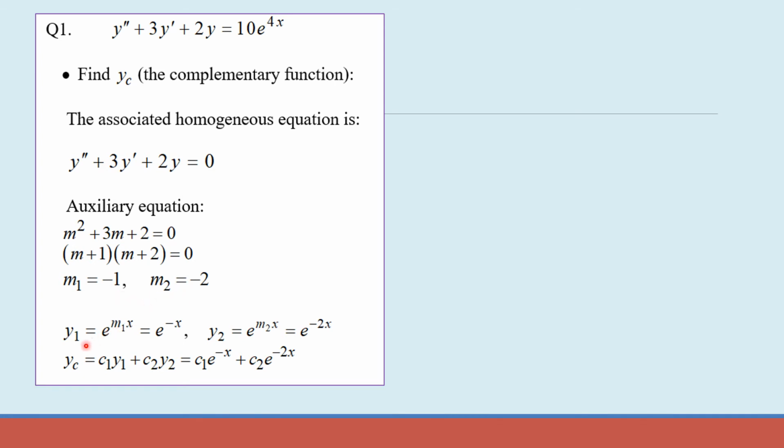To get y1, we write down y1 as e to the m1x. Substitute m1, so you get y1 as e to the negative x. For y2, since this is also a real number, the formula will be e to the m2x. Substitute m2 by negative 2, so we get y2 as e to the negative 2x. So we already got the two linearly independent solutions, y1 and y2, and we call this the yc. yc is c1 y1 plus c2 y2, or yc is c1 e to the negative x plus c2 e to the negative 2x. So we are done with the first part, finding the yc.